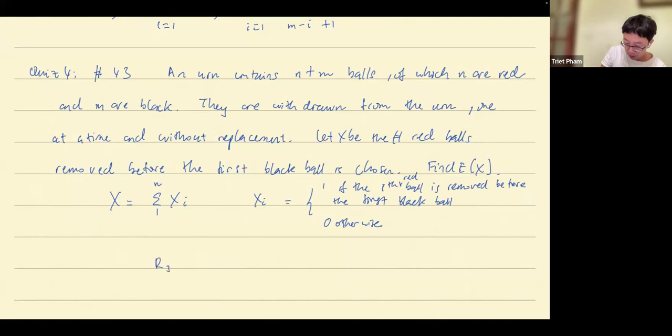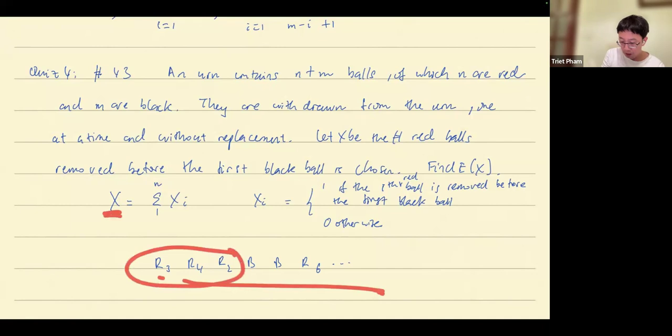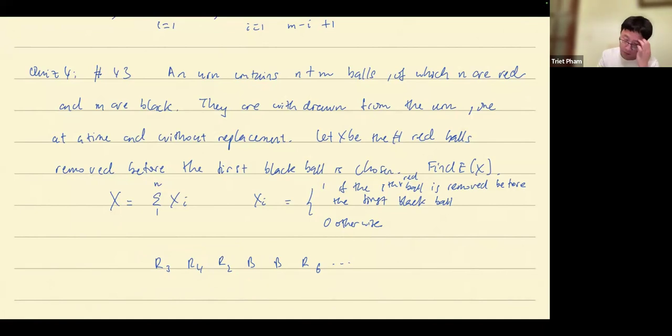So for example, this is red 3, red 4, red 2, etc., and then there's a black. And then there's red, there's another black, we don't care. And then there's red 6, whatever. Then here, clearly, if you remove like this, then X equals 3, because there are 3 red balls removed before you see a black ball. Does that make sense? So in this example, X3 equals 1, X4 equals 1, X2 equals 1, any other Xi will be 0.